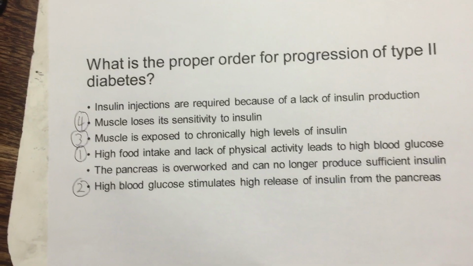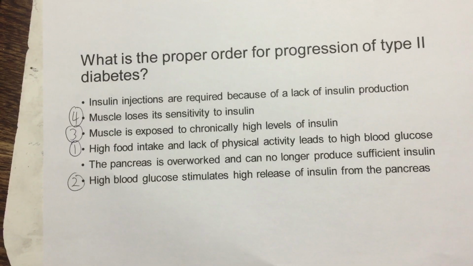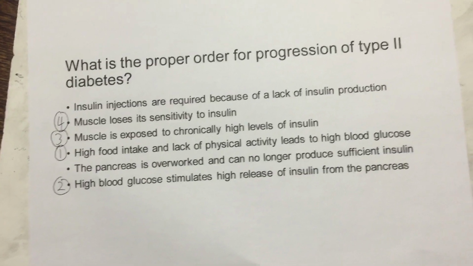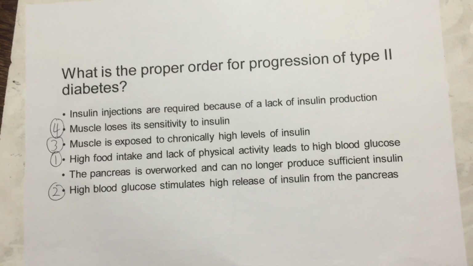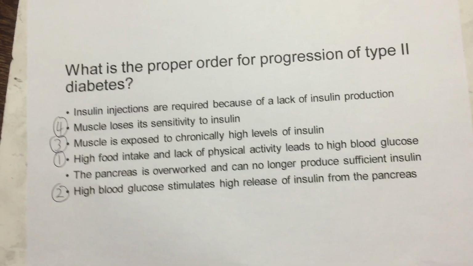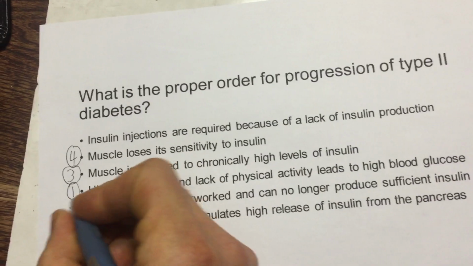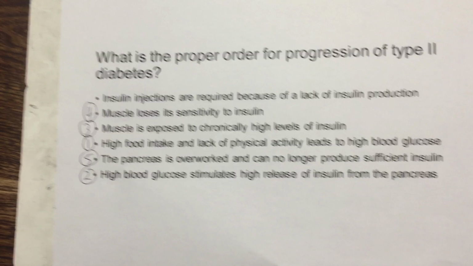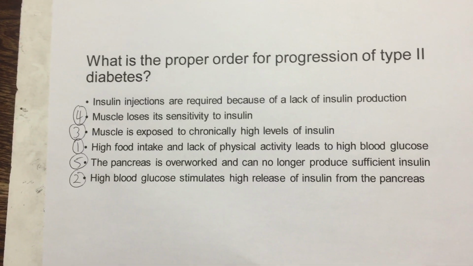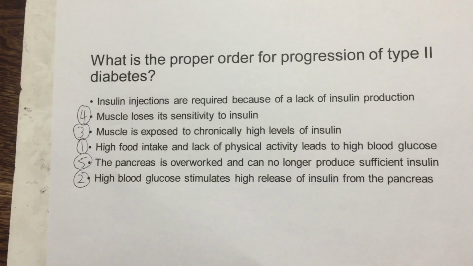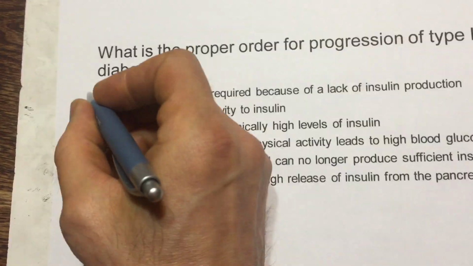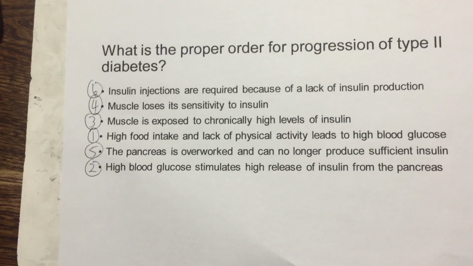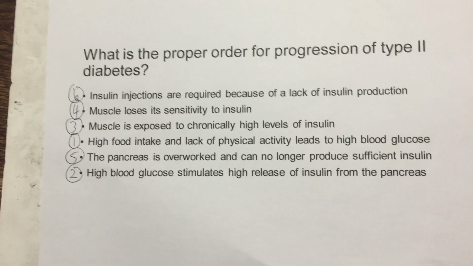To compensate for that, your body will try to release more and more insulin to get that glucose into the muscle. At that stage, the pancreas from which the insulin is released gets overworked and can no longer produce sufficient insulin. So that's your 5th stage. Your last stage is that if your pancreas is no longer producing sufficient insulin, then you have to take insulin injections. That would be your last step, number 6. So there are all your steps and the answers to this review question.